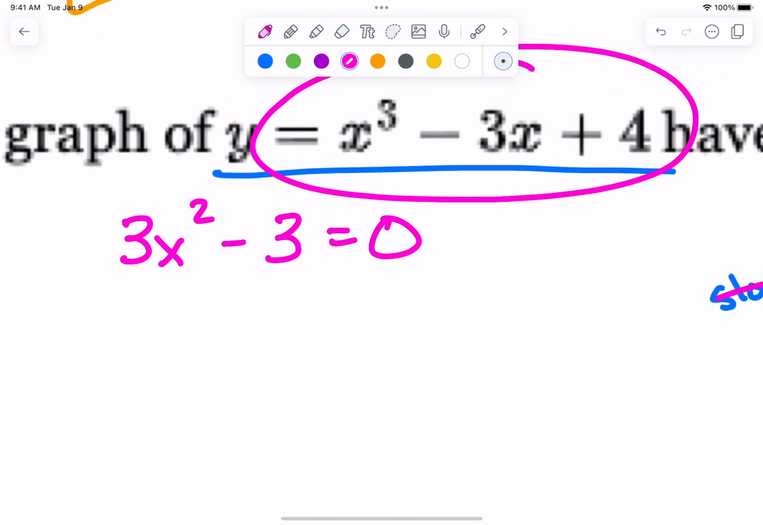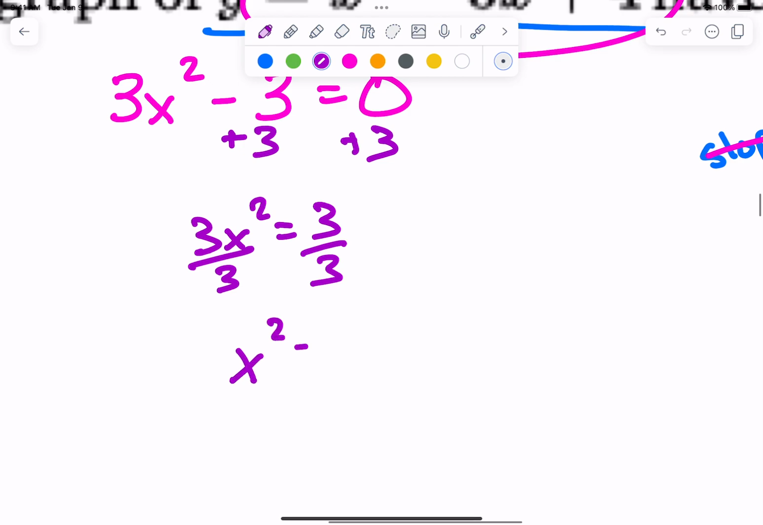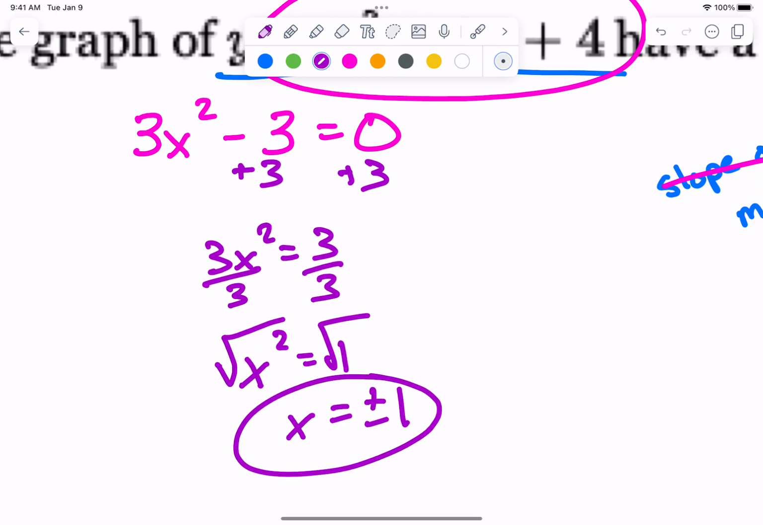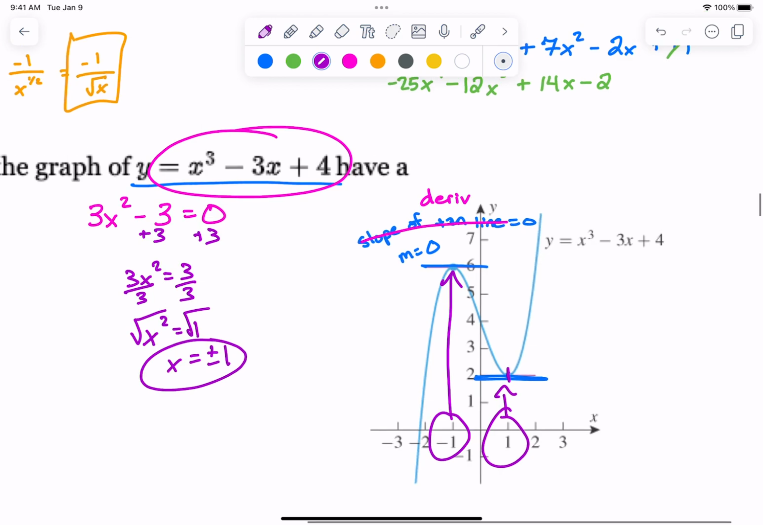So let's solve. Add the 3: 3x squared equals 3. Divide by 3: x squared equals 1. Square root of 1 equals plus or minus 1. Okay, so where is it going to have a horizontal tangent line? At positive 1, and at negative 1. Do you see those? That was not that hard.